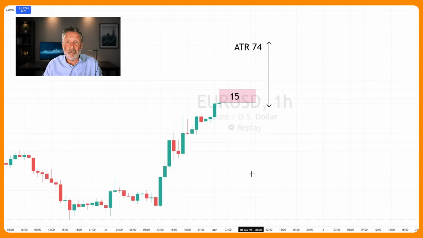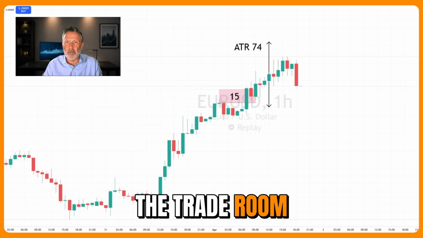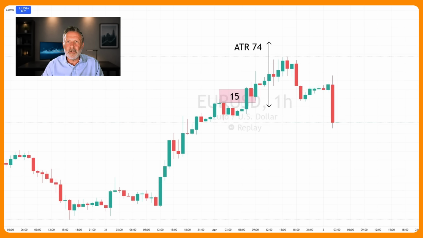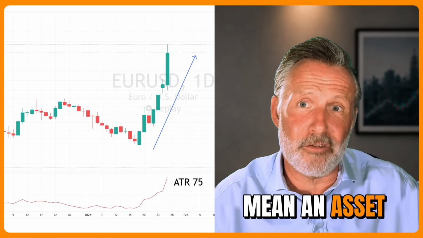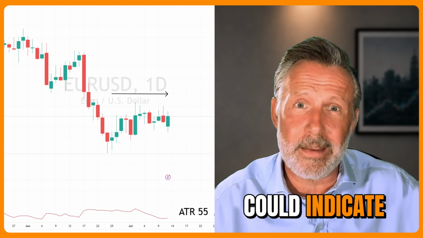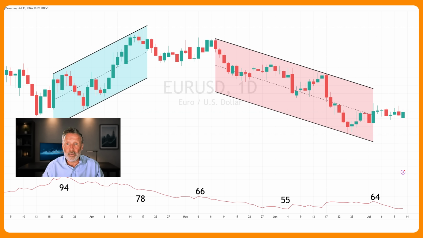If the daily ATR is 74 and you place your stop loss at only 15 pips, you're not giving the trade room to breathe. The average true range is often used as an indicator, but it's not one itself. It doesn't necessarily predict anything, but extremes in the activity can indicate a change in an asset's movement. High ATRs can mean an asset is trending. A lower ATR could indicate consolidation in price. Whether the asset is trading up or down, the ATR is always positive.